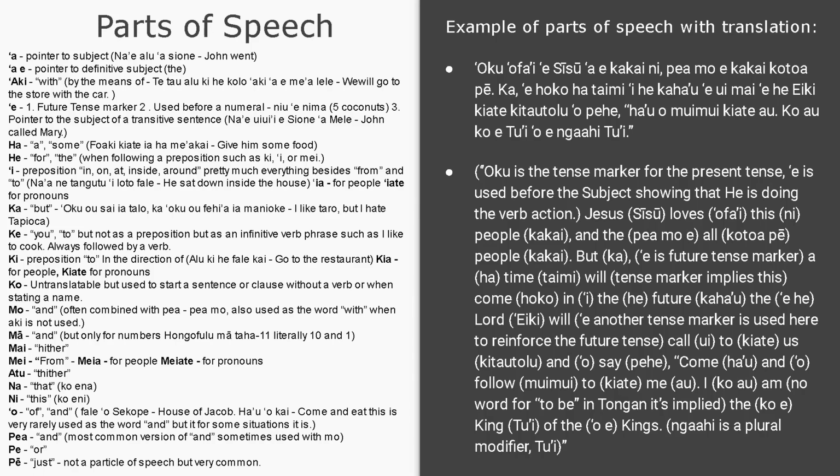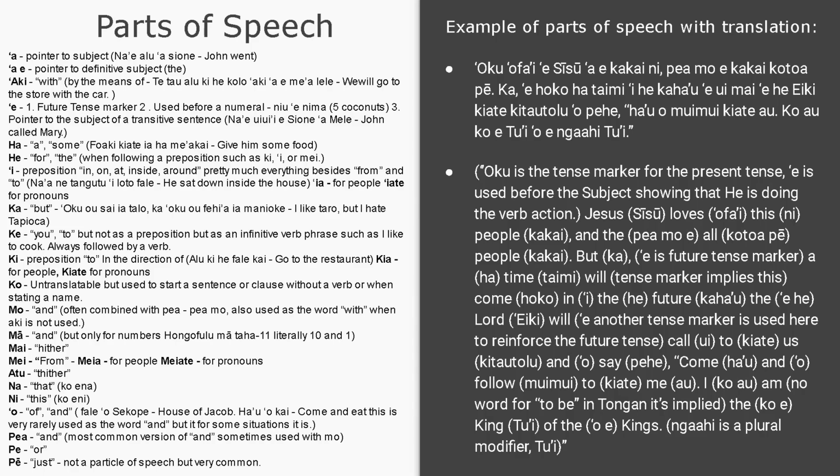It's often combined with pea, so you'll see pea mo, which just means and, but it's also used as the word with when aki is not used, and it's only used as with when you're talking about other people. So if you're going to the mall or the store with other people, you wouldn't say that you're going by the means of them, you're just traveling with them, so you use mo, and it basically just means and. So I'm going to the store and my sister too, or and with my sister. So it technically just kind of means and in my head, but we translate it to with in English because that's how we're kind of using it in English as well.